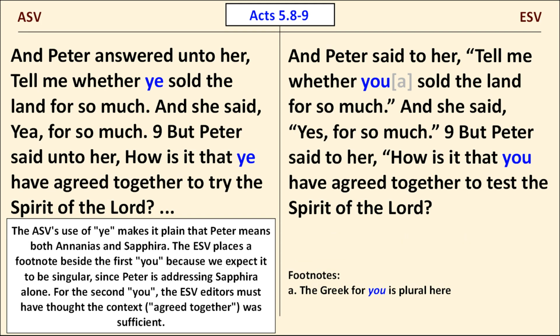In Acts 5:8-9, the American Standard Version's use of ye makes it plain that Peter means both Ananias and Sapphira. The English Standard Version places a footnote beside the first you because, in the context, we expect the word you to be singular, since Peter is addressing Sapphira alone. For the second you, the ESV editors must have thought the use of the phrase agreed together was sufficient to indicate that it was plural.